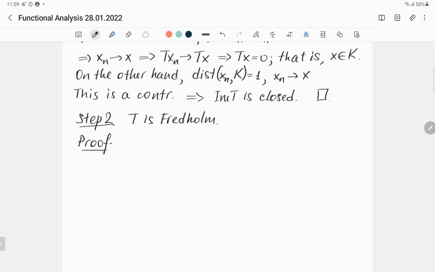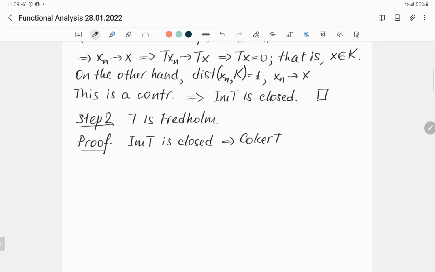Well, we already know that the kernel of T is finite dimensional. Now we have to show that the co-kernel of T is finite dimensional. We know that the image of T is closed. And so the co-kernel of T, which is the quotient module of the image, is a Banach space.